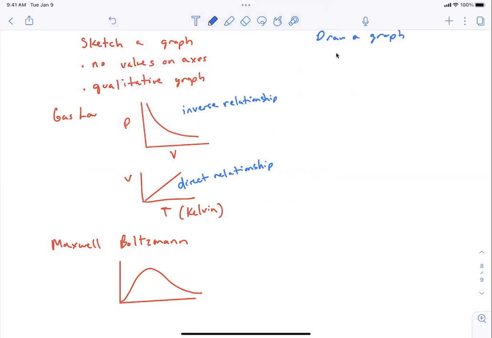You can make inverse relationships direct by changing the axes. For example, if I have an inverse relationship and I make one of my axes inverse, then it becomes a direct relationship. So understand that you can convert an inverse relationship into a linear relationship if you change one of the axes to reflect that inverse. Then they're directly related in that manner. So there is that idea.